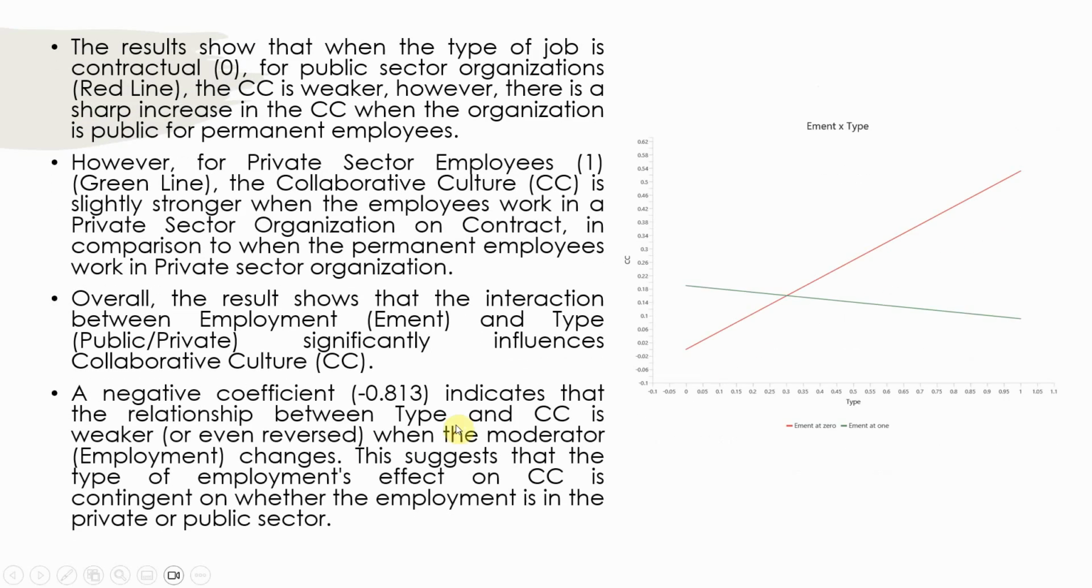A negative coefficient indicates that the relationship between type, your independent variable, and CC, your dependent variable in the relationship, which is moderated by employment, is weaker or even reversed when the moderator employment changes. So as your employment is changing, the expected relationship that you previously had, where collaborative culture was higher for permanent employees, is actually changing. This suggests that the type of employment effect on CC is contingent on whether employment is public or private sector.